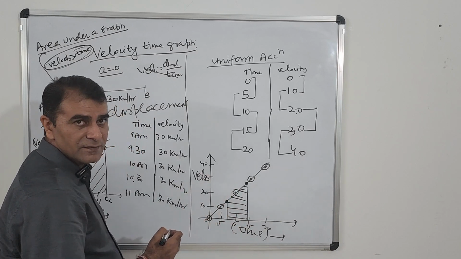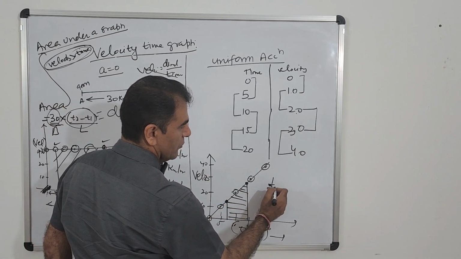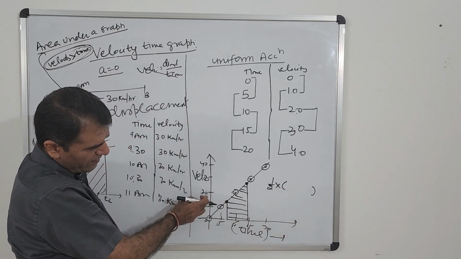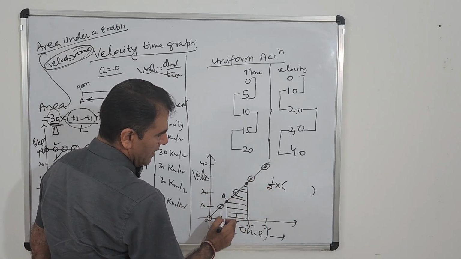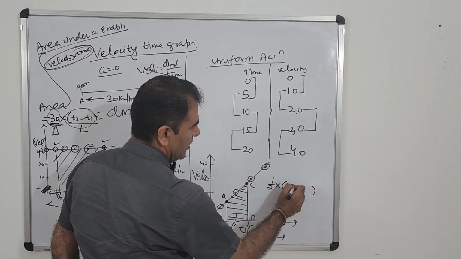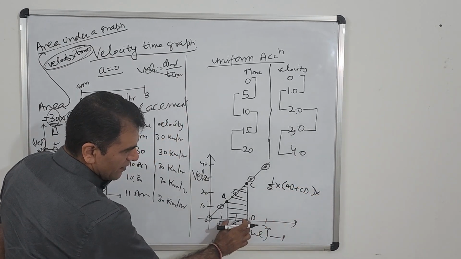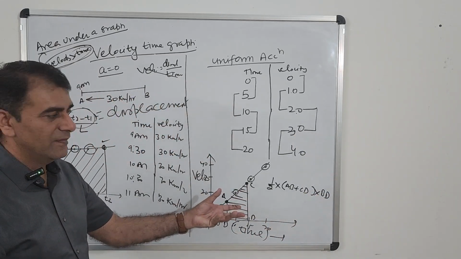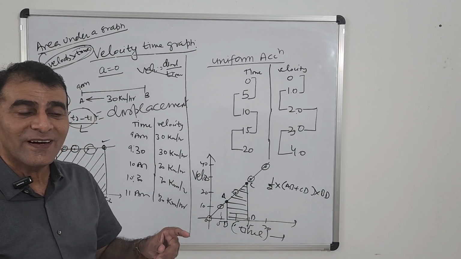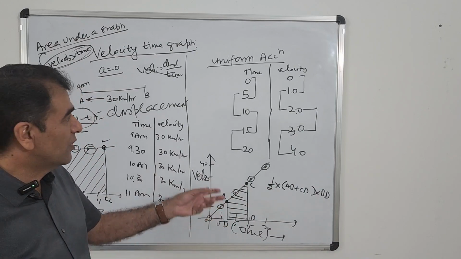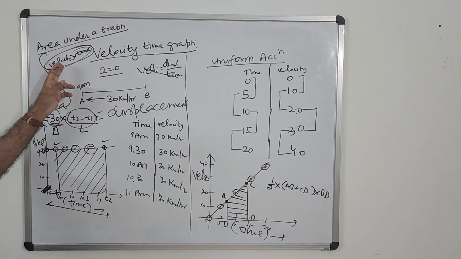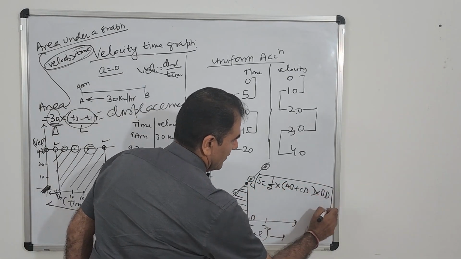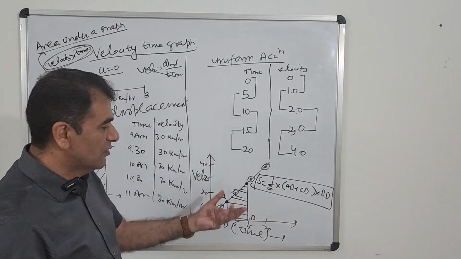It is a trapezium and its area is half into the sum of parallel sides. You can find this from this and this, say AB, and this is CD. So AB plus CD into the distance between these two, this much, BD. This is the area of the trapezium, and this will give you nothing but the magnitude of displacement, because area under a velocity time graph always gives you the magnitude of displacement. So it is nothing but S, right? S means the magnitude of displacement.